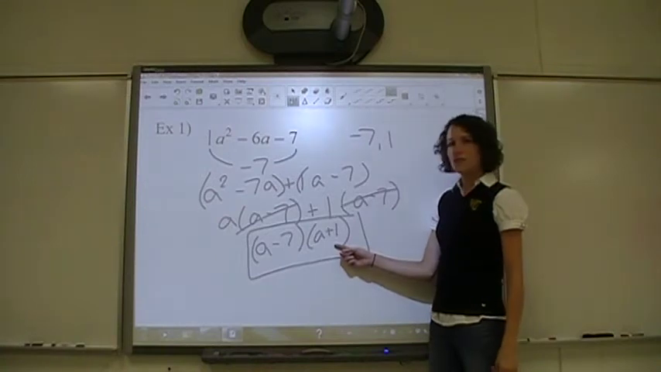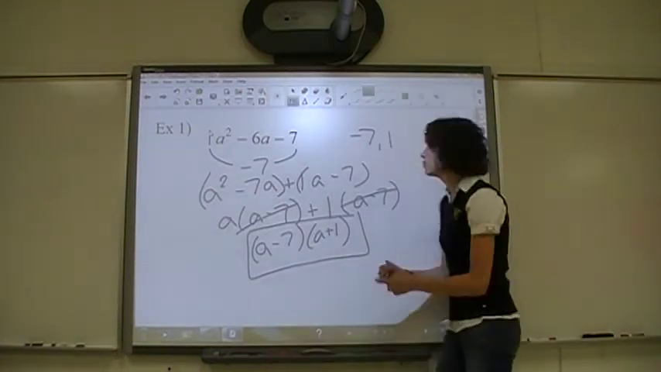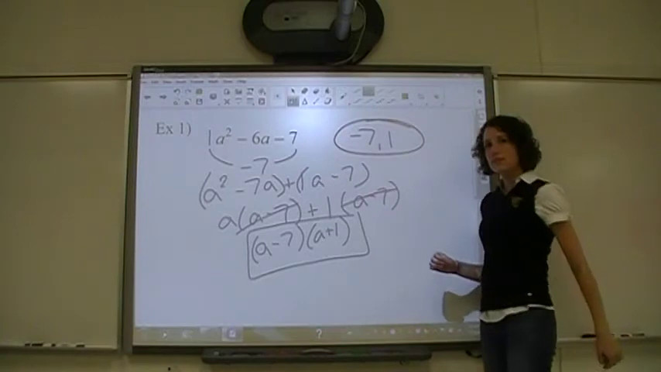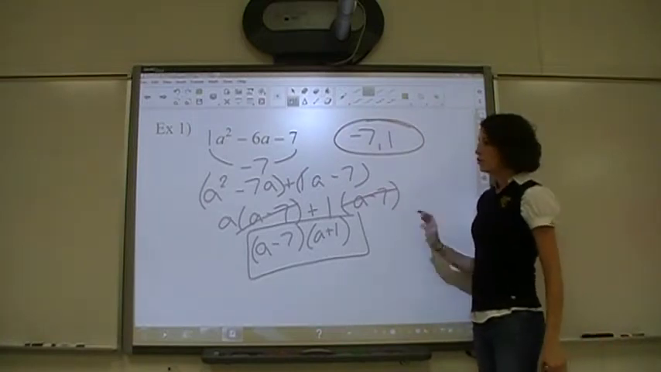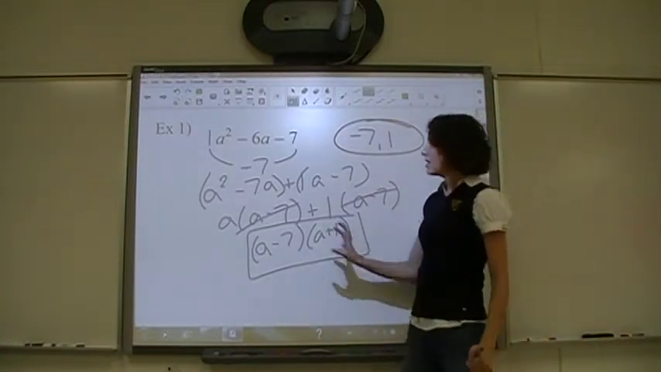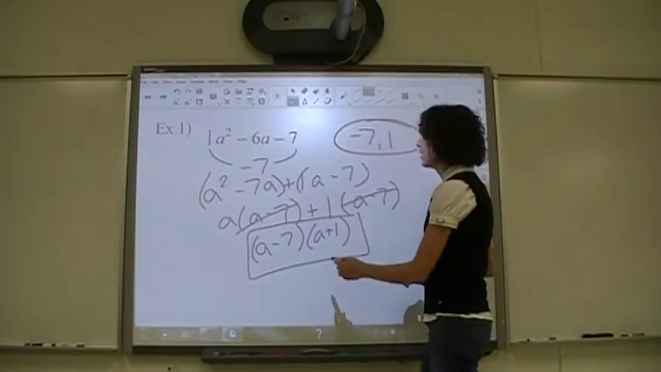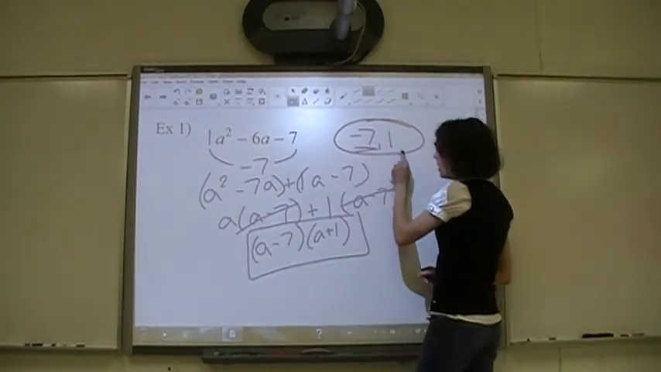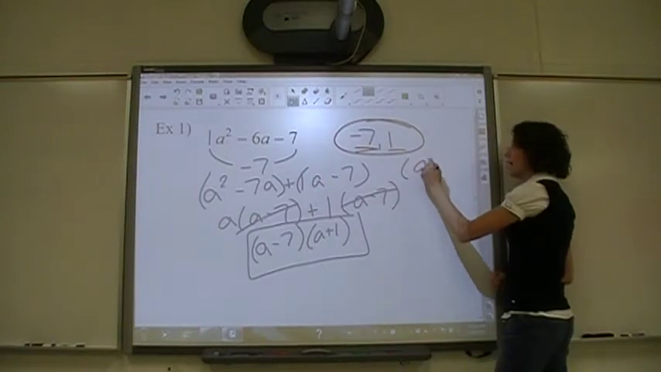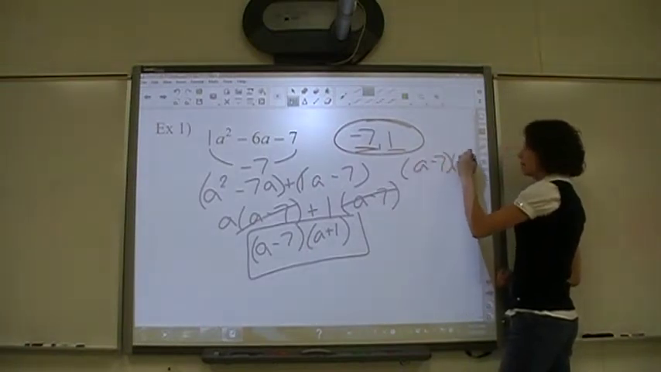Okay? Now look at the factors that you had that you rewrote. Negative 7 and positive 1. Your shortcut method is that all you have to do is recognize that you have a negative 7 and a positive 1 and factor it as a minus 7, a plus 1.